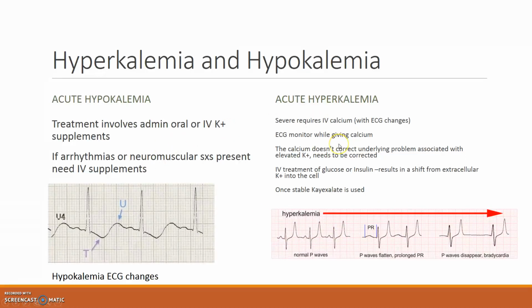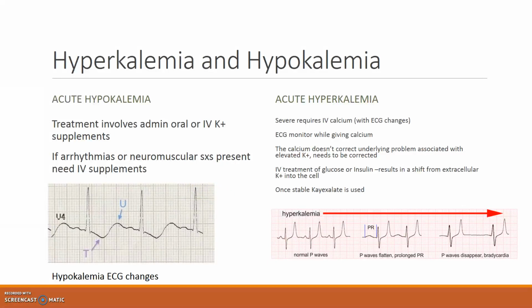Let's look for a second at acute hypokalemia and management, and then we'll look at acute hyperkalemia. In acute hypokalemia, treatment involves administration of oral or IV potassium supplements, and that's all determined on symptomology and the degree of severity of that depletion. If arrhythmias or any neuromuscular symptoms are present, those patients need IV supplementation.